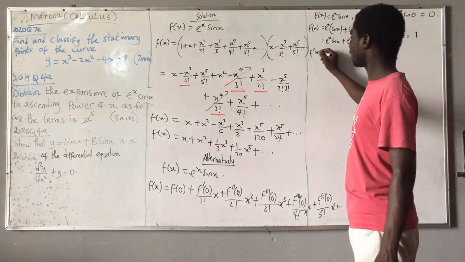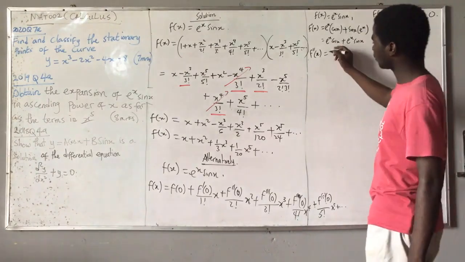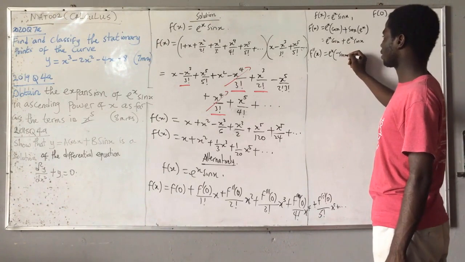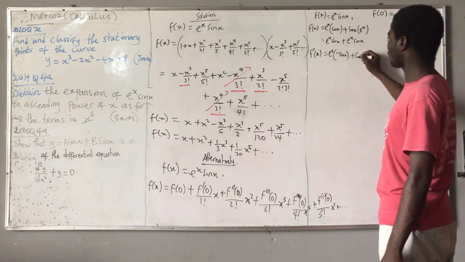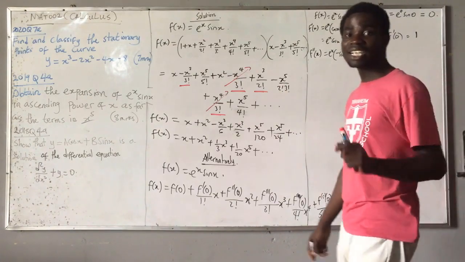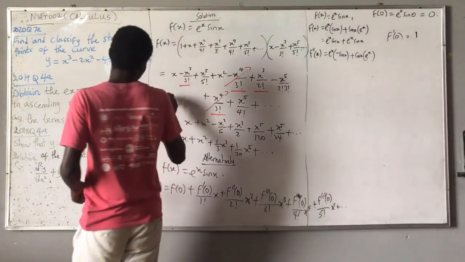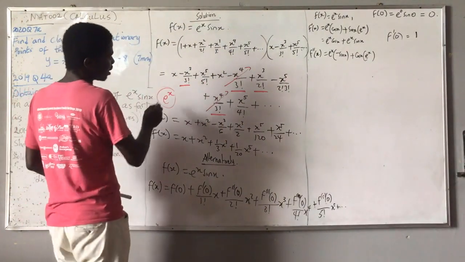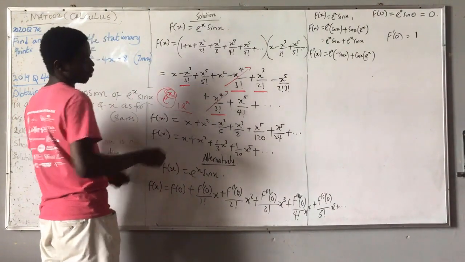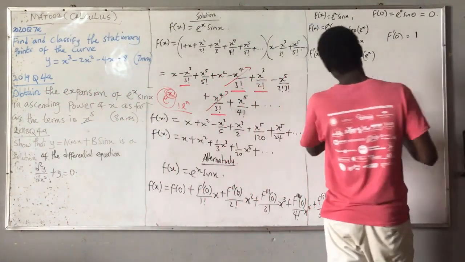Differentiate the second time, f double prime of x. Take the first one, e raised to power x. Differentiate the second one, minus sin x. Plus take the second one, cos x. Differentiate the first one, e raised to power x is still the same. Whenever you are differentiating an exponential, differentiate the power, the answer is 1. Write the original, e raised to power x. So 1 times e raised to power x is still e raised to power x.